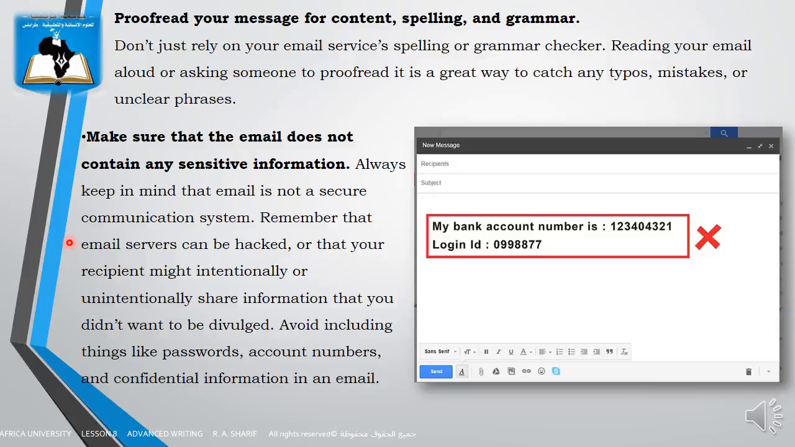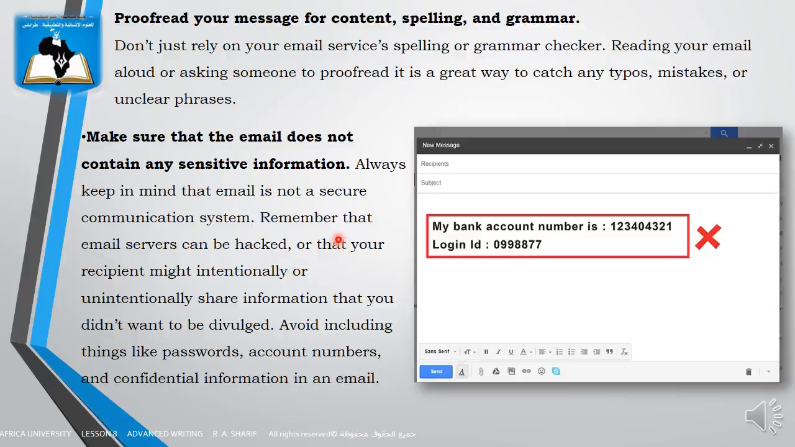Because, as you know, email is considered an unsecured communication system, okay? Maybe anyone can hack it, hackers. So in the sample here, we can see that the sender wrote, "My bank account number is blah blah blah and login ID." So it's easy to take the money from the account, okay? So this is incorrect behavior. It's not secure to send your personal information by email, okay?